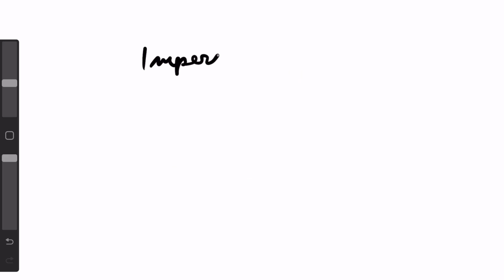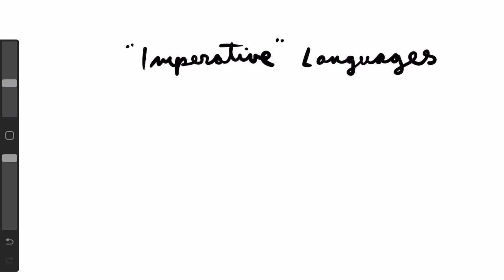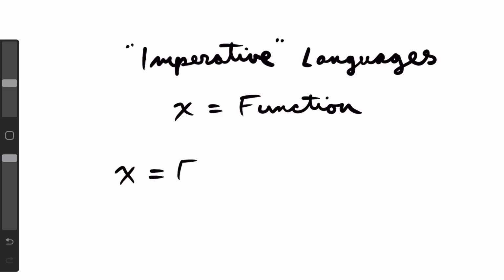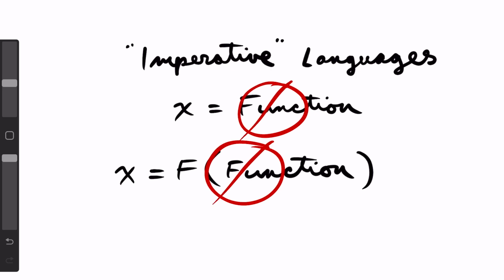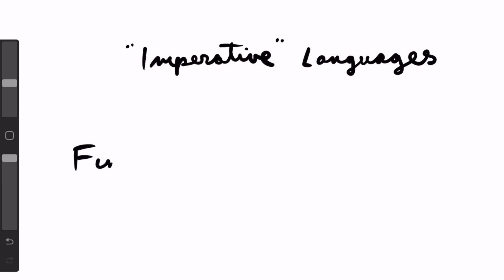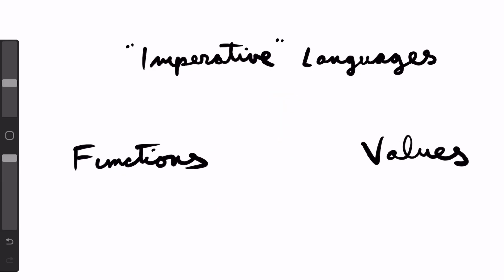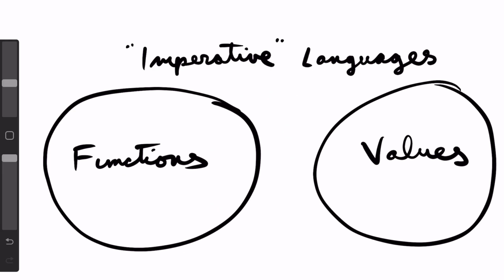In imperative programming languages like Pascal and Fortran, functions cannot be assigned to variables or passed as arguments to other functions, at least not directly. Functions and values kind of live in separate worlds, and it takes unnatural effort to bridge them. This is part of the reason there's confusion about monads.